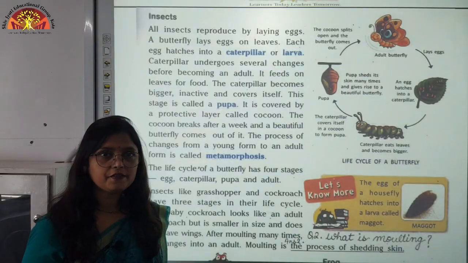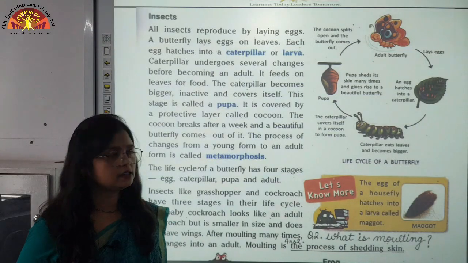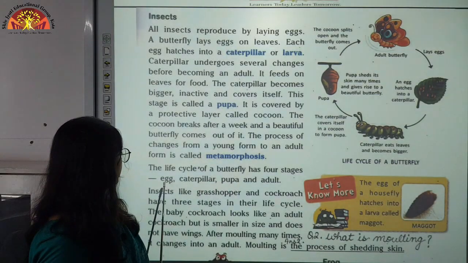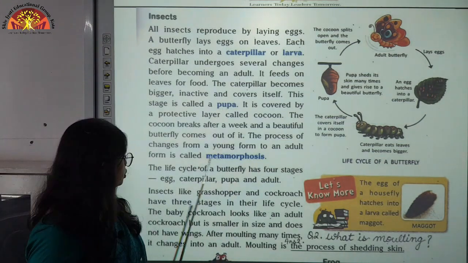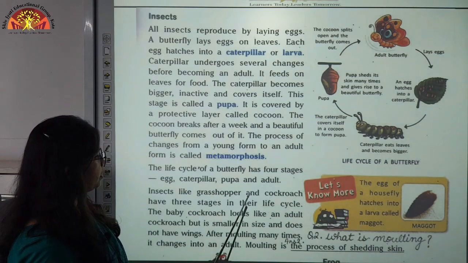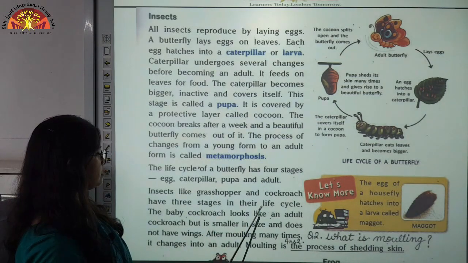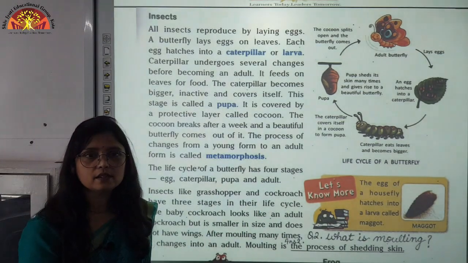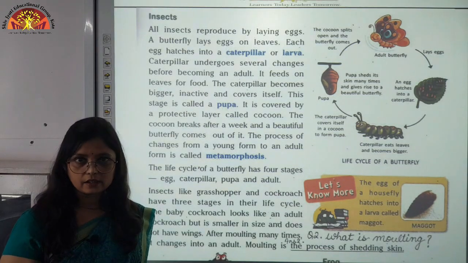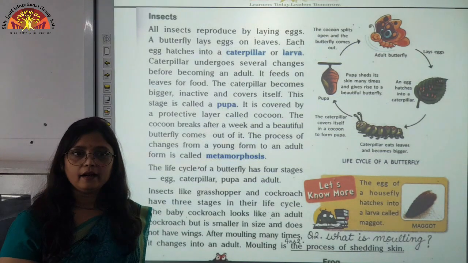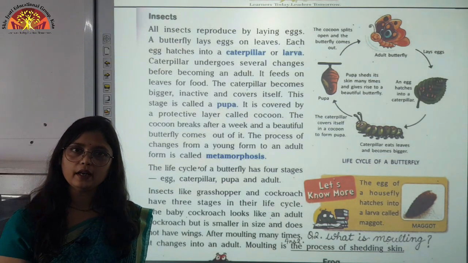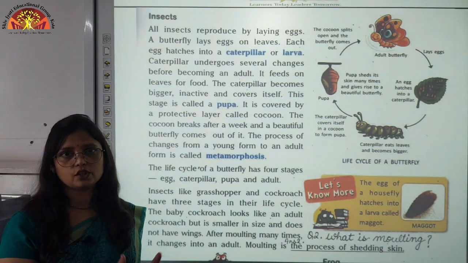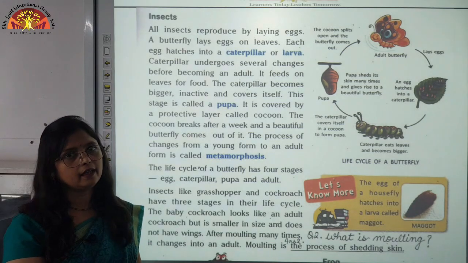Okay, so we have seen that there are four different stages in the life cycle of a butterfly. These are egg, caterpillar, pupa, and adult. So children, insects like grasshopper and cockroach have three stages in their life cycle. Now these three stages are: the adult lays eggs and a larva is formed, then the larva matures and grows again into an adult. So these are the three stages: egg, then larva, and then adult.